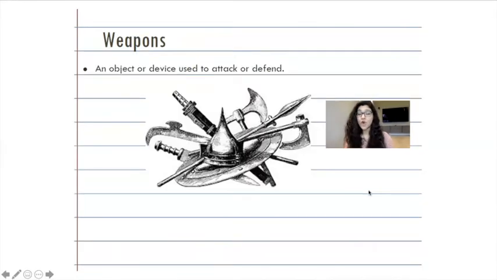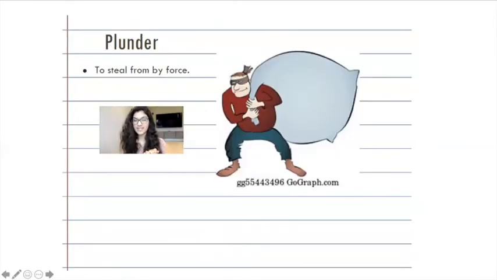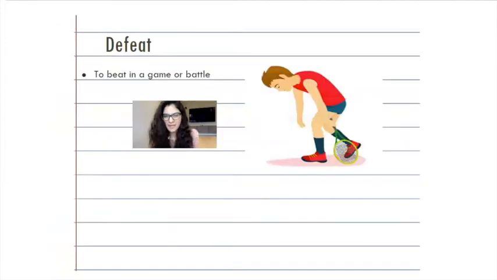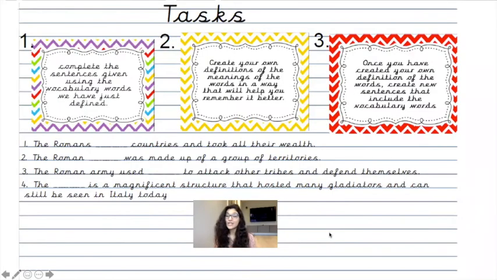Now, a weapon is an object or device used to attack or defend. Plunder means to steal from by force. Invade means to enter as an enemy by force in order to conquer or plunder. So remember, conquer means to go into a country or a place, and plunder means to steal it. If you're defeated, that means you're beaten in a game or a battle. So there you have it. Those are the key vocabulary words of the text map that we have just read together.